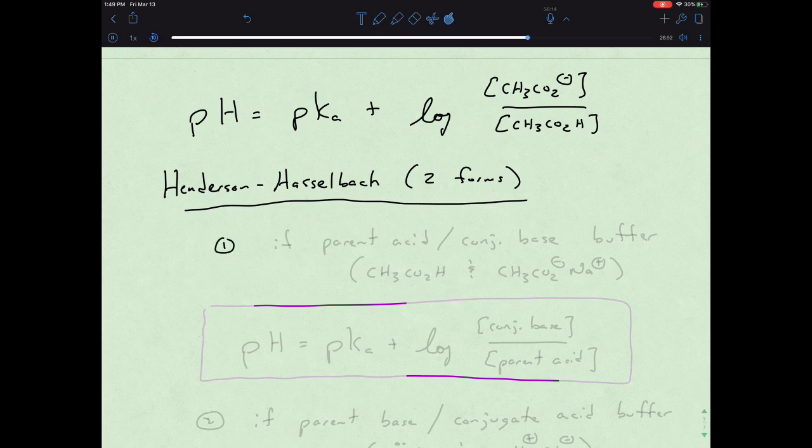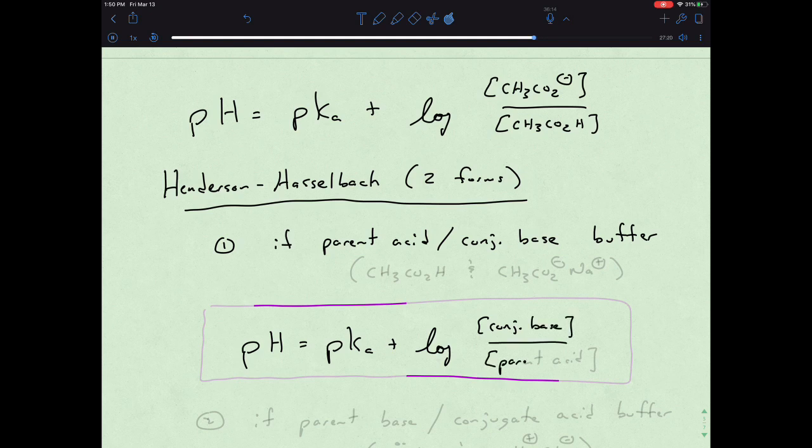So the first one, if it's a parent acid conjugate base buffer, you have the equation that we see above, namely that the pH is equal to pKa plus the log of the conjugate base over the parent acid.